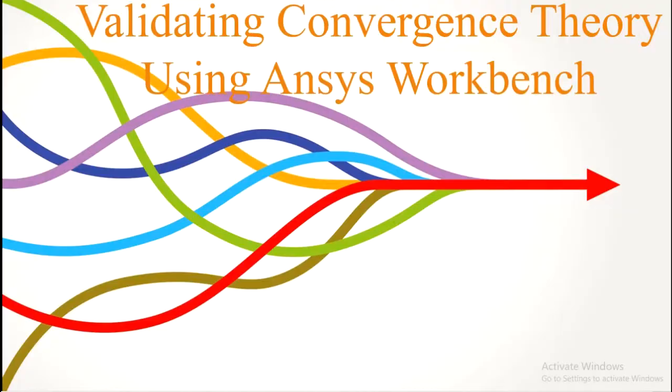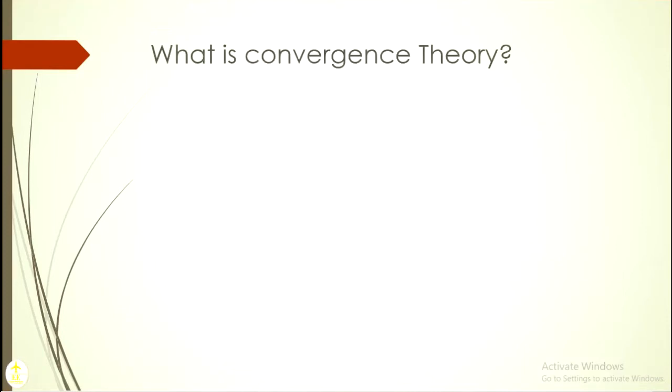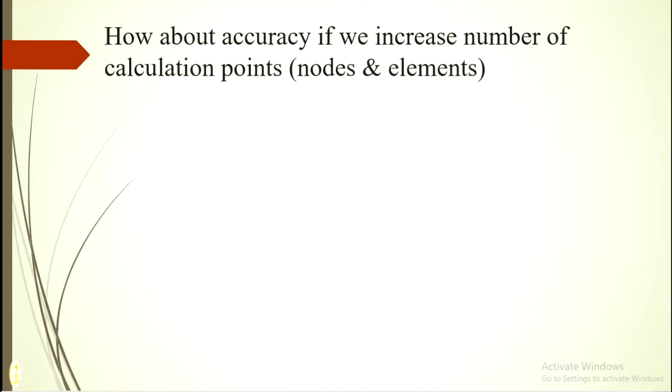Today we are going to talk about the validation of convergence theory using ANSYS Workbench. Now, what is convergence theory? In FEM, that is finite element method, we studied the convergence theory. It states that if you increase the number of nodes, the accuracy of the problem will also increase. Now, how can I know that if I increase the number of nodes, that is, the calculation points, the accuracy will improve?